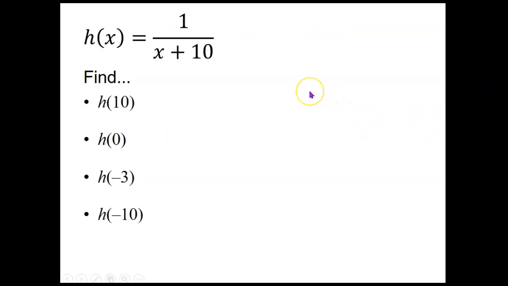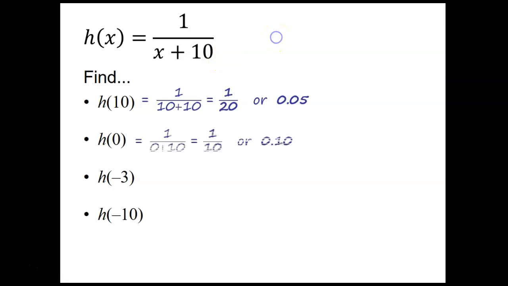Okay, let's try another example of a function. This is function h that takes a number, whatever we give it for x, and outputs 1 over that number plus 10. So h of 10 would be 1 over 10 plus 10. We're putting 10 in for x, so we get 1 over 10 plus 10. That would be 1 over 20, which we could just leave in fractional form, or 1 divided by 20 in decimal form would be 0.05. What about h of 0? Well, that would be 1 over 0 plus 10, which would be 1/10, or 0.10 in decimal form.